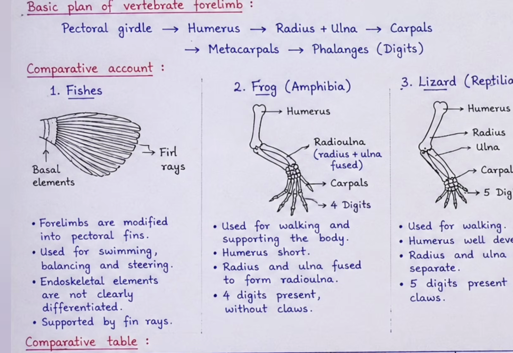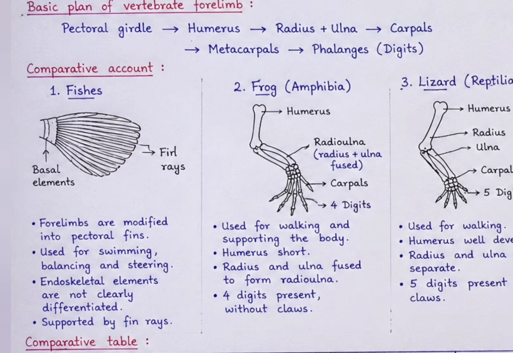What is the use of the forelimbs in fishes? They are used for swimming, balancing and steering. Fish cannot walk; they can only swim. Third point, the endoskeleton elements are not clearly differentiated. Fourth point, the fin is supported by fin rays, which support swimming. This is the forelimb in fishes.